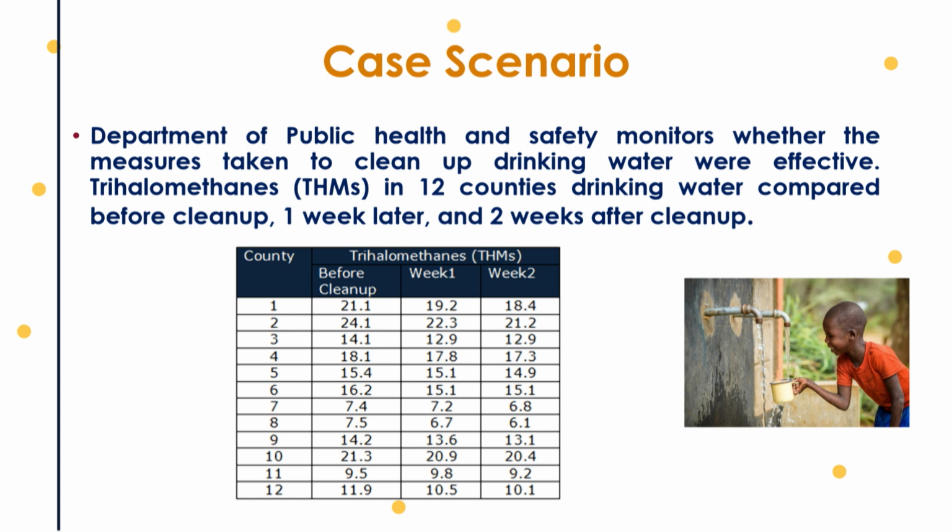Next, see a case scenario. The Department of Public Health and Safety monitors whether the measures taken to clean up drinking water were effective. They were measuring trichloromethane in 12 countries' drinking water, compared in 3 different situations: before cleanup, 1 week later and 2 weeks after the cleanup. The data set has 12 countries under 3 different situations, and they checked the quality of the water. Now, we can easily understand they are checking the quality of the water at different times.